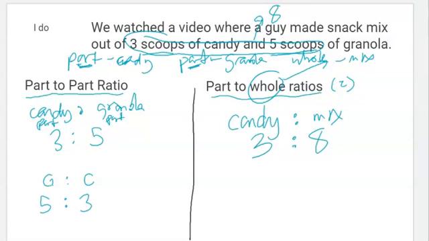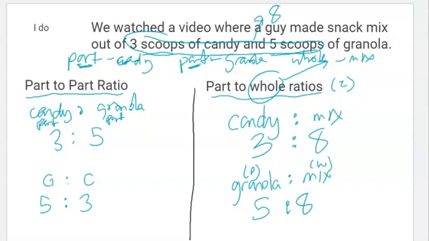So that's another part-to-whole ratio. We can do another part-to-whole ratio with the granola, which is a part, to the mix, which is the whole. That's a part to whole ratio. So again, there are 5 scoops of granola for every 8 scoops of the mix altogether. That number is not in the question. I have to do a little bit of work to find it. So that's a ratio of 5 to 8.